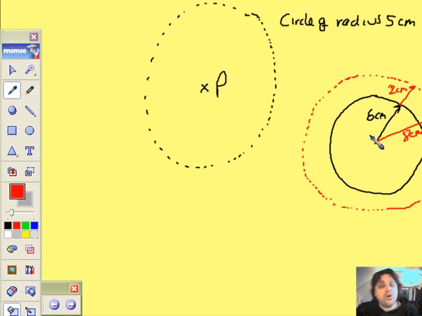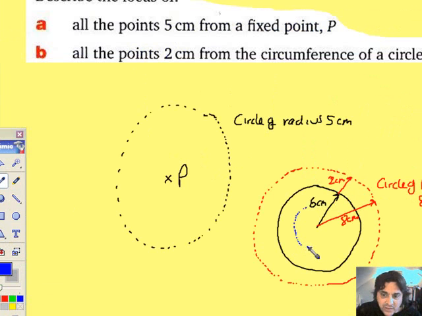But wait a minute, if I'm 2 centimeters away from my circle, why can't I be 2 centimeters away from my circle on the inside? I can. Therefore, I've got two answers here. If I'm 2 centimeters away outside the circle, I can be 2 centimeters away inside the circle. So I've got another rule happening, another locus happening, and it's like this.